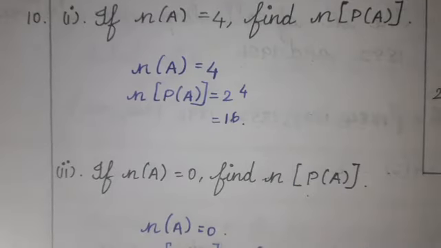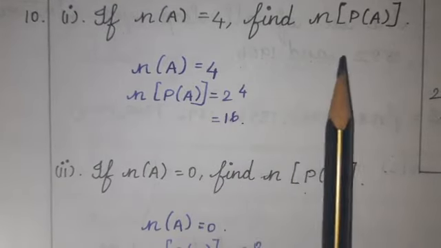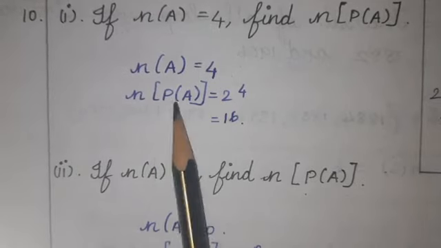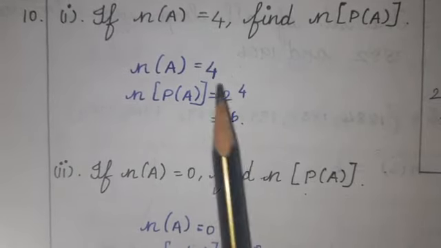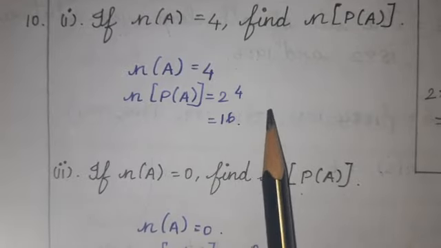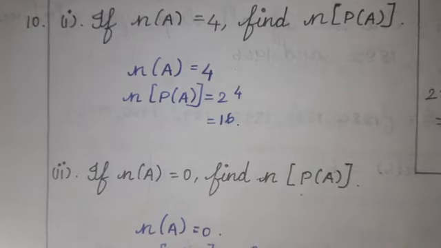10th question. If n of A is equal to 4, find n of P of A. So n of A is equal to 4. n of P of A is equal to 2 power the number of elements, that is 4. 2 power 4 is 4 times 2 you should multiply. Answer is 16.